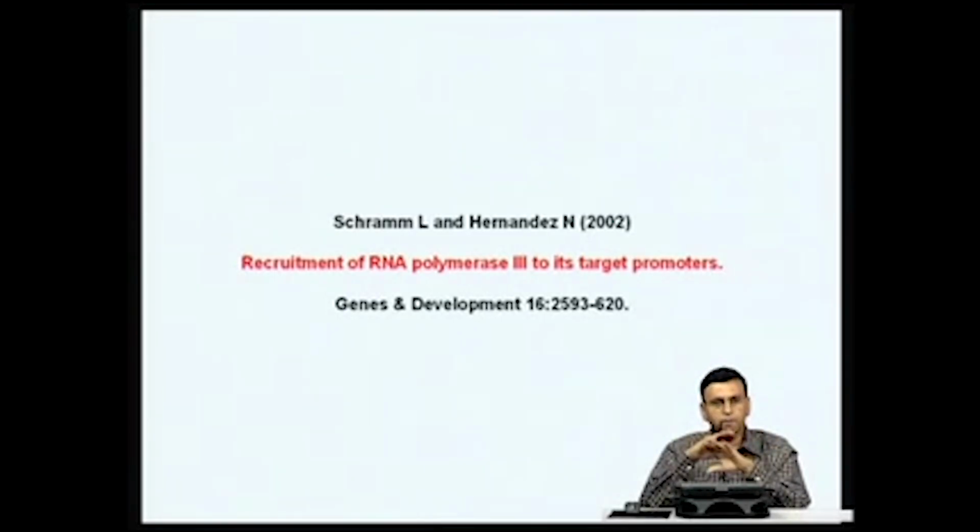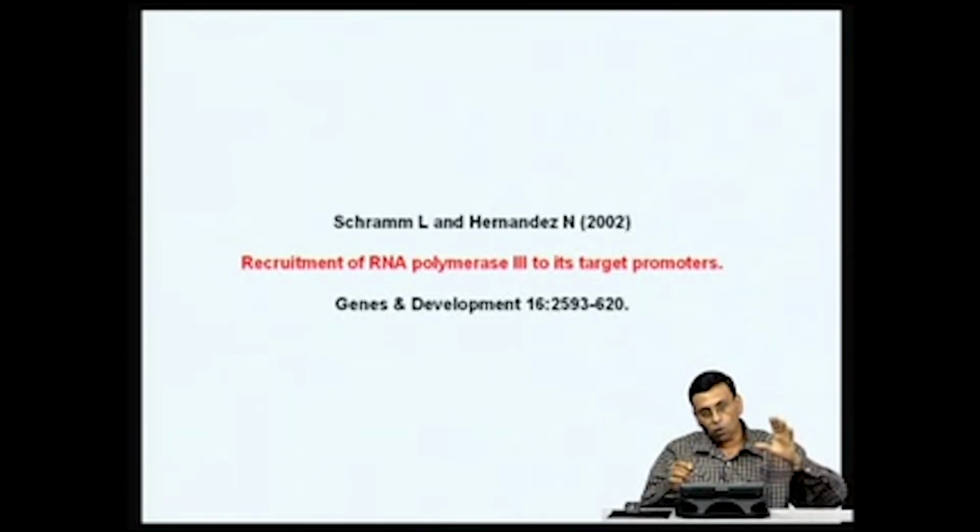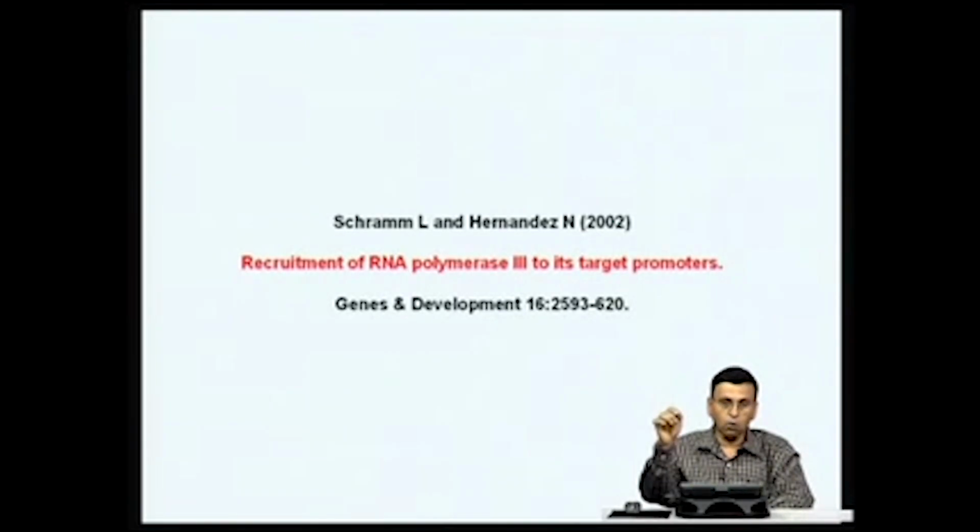So, I have given a very bird's eye view of the major cis-acting elements and trans-acting factors involved in the Pol III transcription. If you want to study more details about the Pol III transcription, there is an excellent review in Genes and Development in 2002 by Schramm and Hernandez about the recruitment of RNA polymerase through target promoters, how all these trans-acting factors, TFIIIA, TFIIIB and TFIIIC interact with each other to recruit the RNA polymerase together, and then how RNA polymerase actually transcribes and how the transcription termination takes place and so forth. So, for more details you should read review articles such as this.